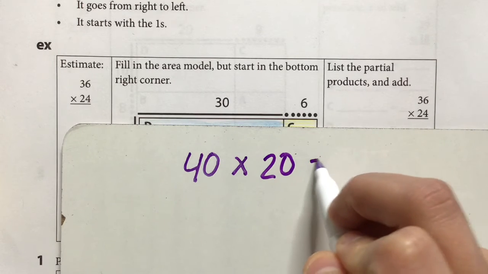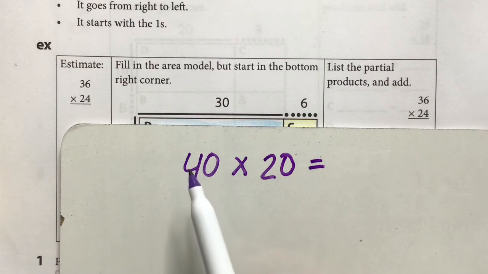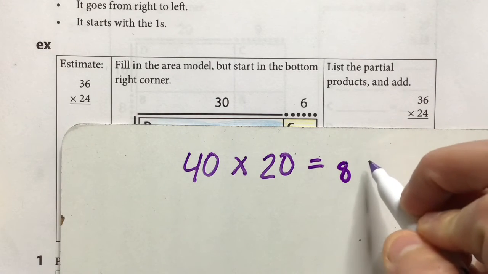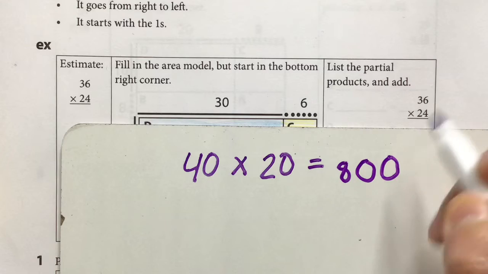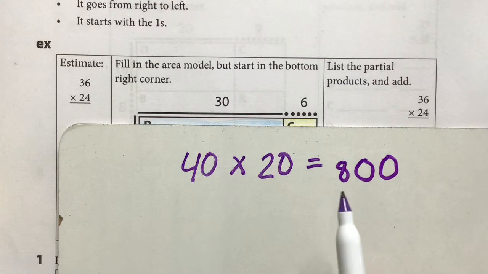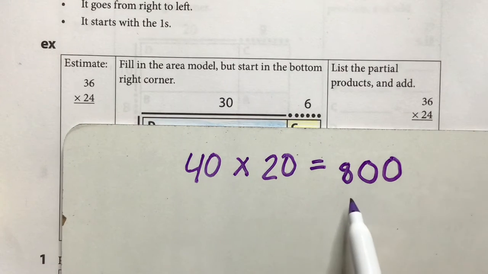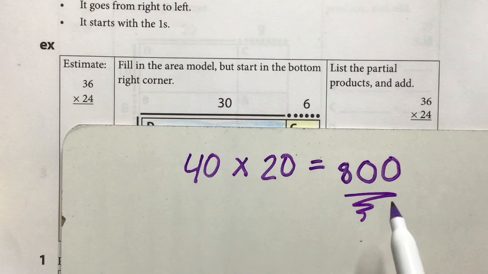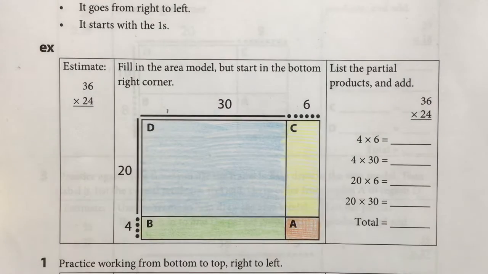40 times 20, I can do this in my mind. 4 times 2 is 8. And then I'm going to add 2 zeros. So my precise answer should be around 800. If it's significantly higher or significantly lower, then that must mean I need to check my work. So I'm trying to get around 800. Okay. Now we're going to start with the area model.